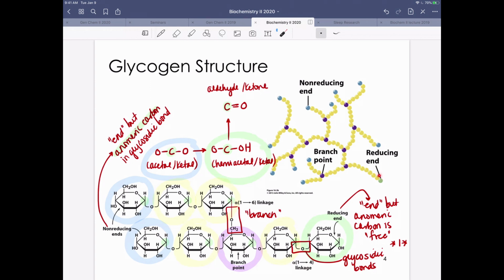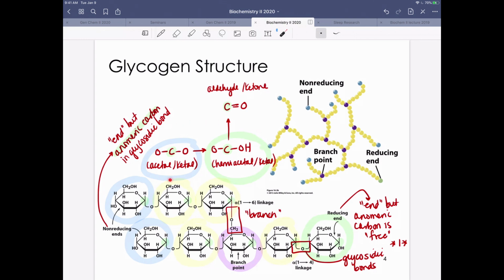Let's differentiate that from this green one here. This is a special one. This is a reducing end. This guy is connected in a glycosidic bond, but it's a 1,4 glycosidic bond that's using its number 4 carbon. Its anomeric carbon is free. And what's important about this anomeric carbon being free is that it's actually one step away from being a free carbonyl.